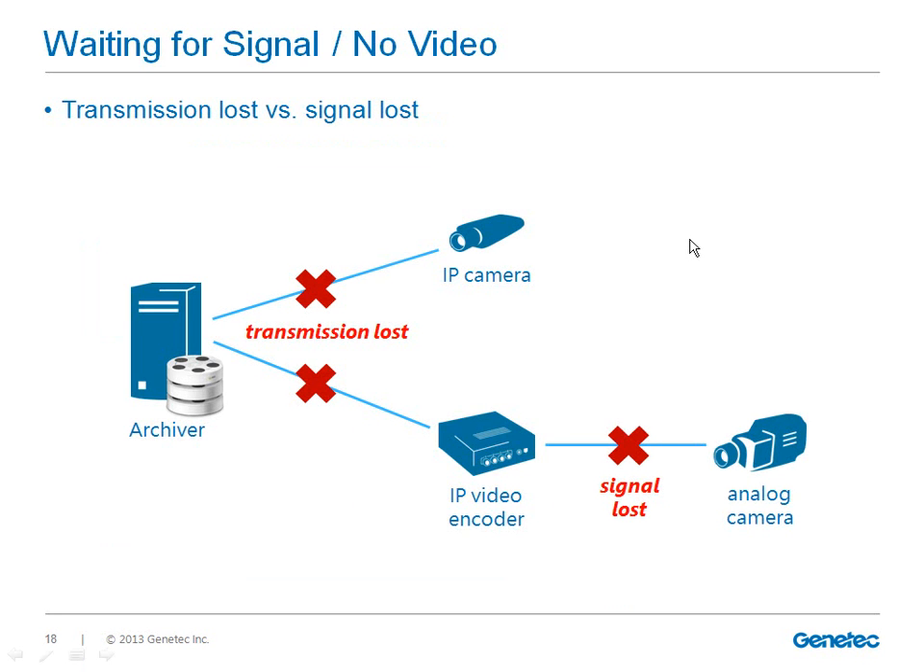Now, one quick thing I'd like to mention is the difference between seeing a transmission lost message and the signal lost error in the archiver logs. So basically, transmission lost means the archiver hasn't received video packets from the unit within the last 5 seconds, whereas down here the signal loss means that the unit is not receiving video from the analog camera. Now, depending on the unit, the ports on an encoder may still show as online even if the analog camera is disconnected.